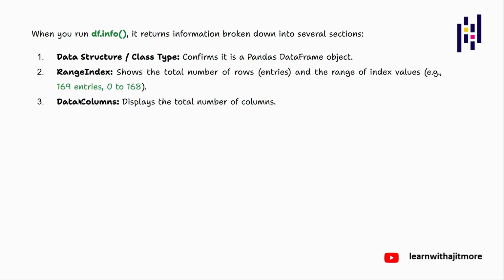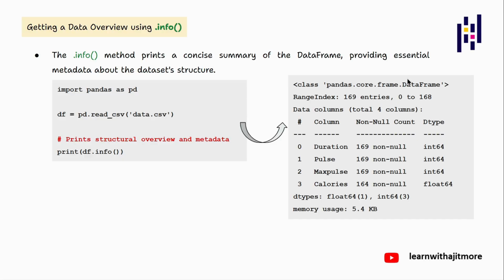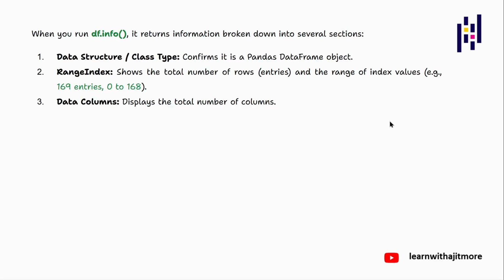Then it is telling the information about the columns. So how many columns in total? See here, it has printed the total number of columns: 4 columns. Okay? It displays the total number of columns.